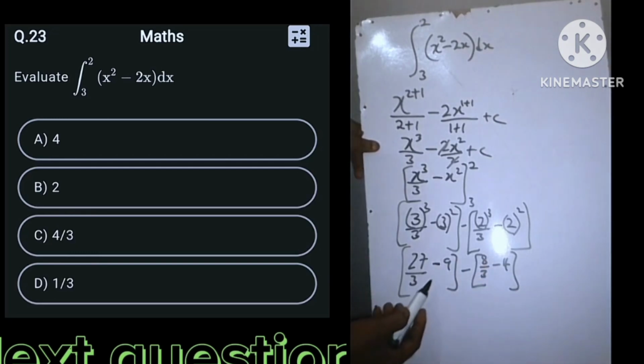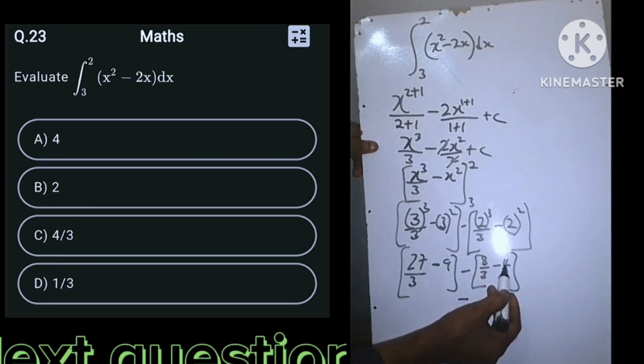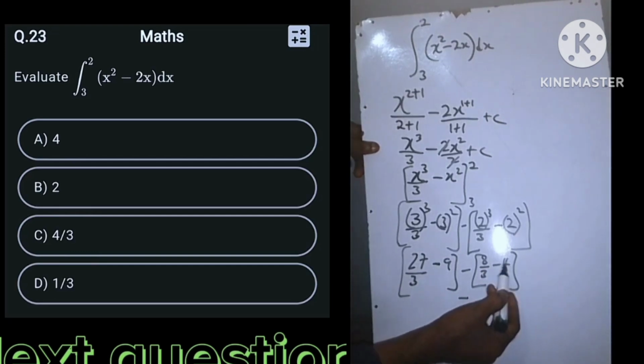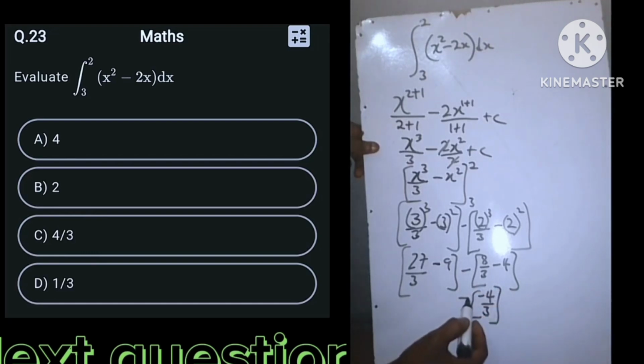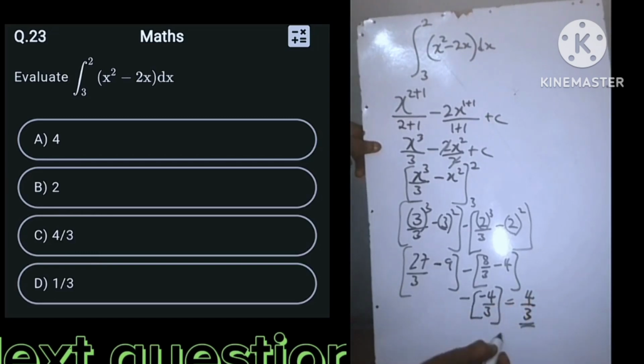So for us to simplify this, I will say 3 times 9 is 27. 27 minus 27 is 0. That means this part is 0. So what we have left now becomes minus 3 times 4 is 12. Then 8 minus 12 will give us minus 4 over 3. So at this point, minus times minus will give us plus. So the answer becomes 4 over 3. So this is the answer.